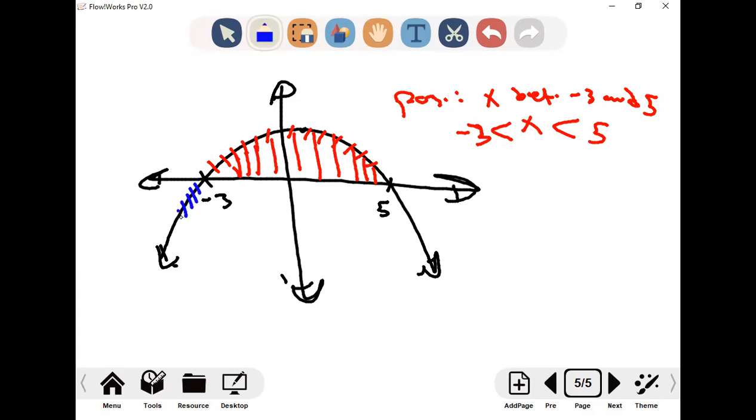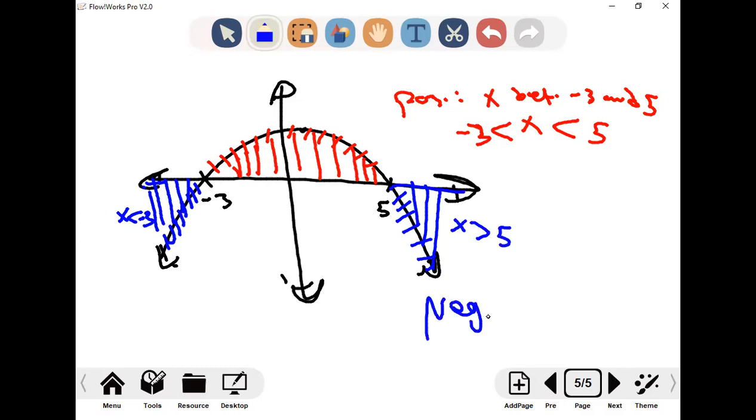Negative, where? Which part of x does it cover? Less than. So here is x less than -3 and also here. So it is negative in two parts: when x is less than -3, and not between, this part and this part. So negative when x is less than -3 or x is more than 5. Okay.